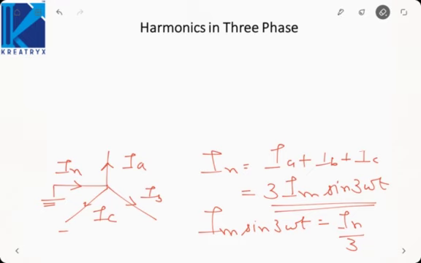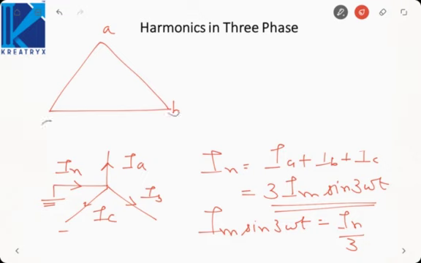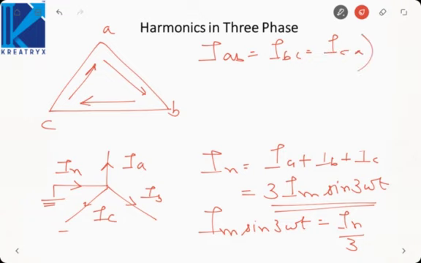If we take a delta connection, let us say A, B, C, Iab, Ibc, Ica. Iab is equal to Ibc is equal to Ica. For third harmonic, all are Im sine omega t. So that means my third harmonic can flow in a closed loop like this. So here third harmonic can be present because it can flow in a closed loop.